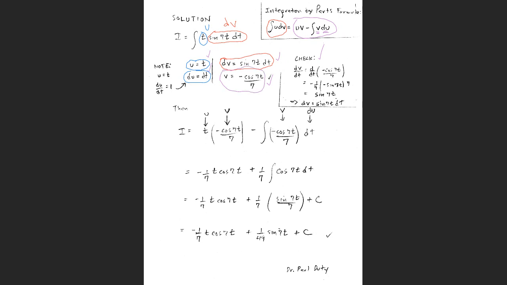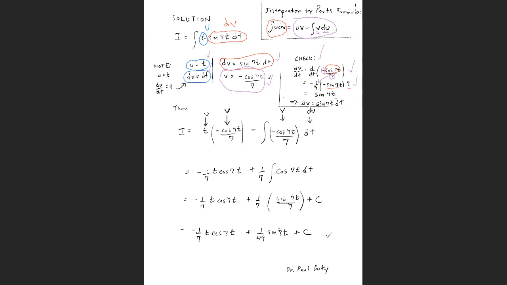Is that true? Well, let's check it out. I'll take the derivative of negative cosine of 7t over 7 with respect to t. We use the chain rule. So the negative 1/7 I bring out front, and the derivative of cosine of 7t by the chain rule is negative sine of 7t times 7.